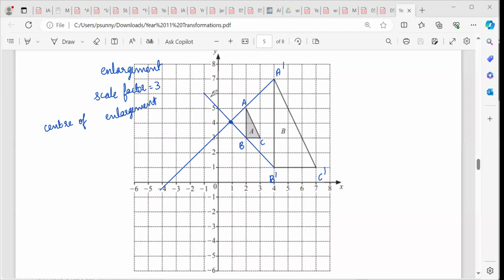center of enlargement. Here, corresponding points we should take A and A dash, so extend it, B and B dash, extend it. If you want, you can take C and C dash also, it will give you the same answer. If you want, I can just draw that also. From C and C dash, then extend it. So all of them are meeting at this particular point. So that will be our center of enlargement. Center of enlargement is 1, 4. We are done with that question as well.